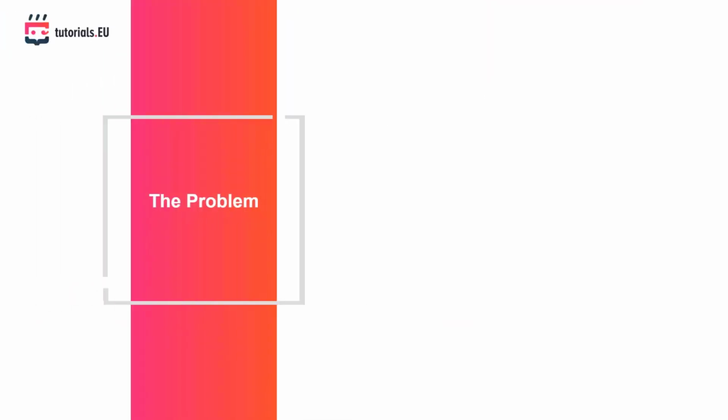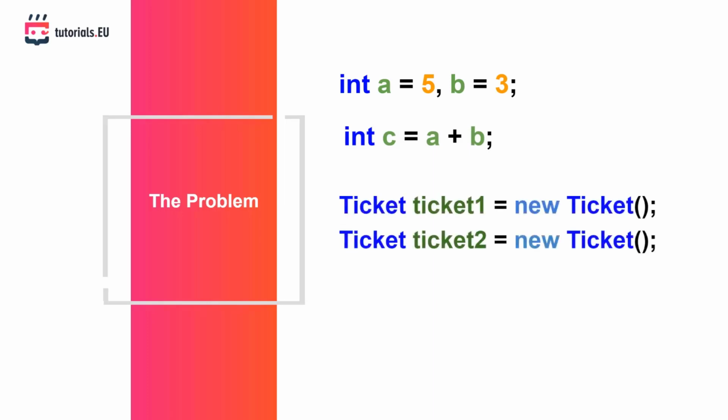All right, so first let's look at the problem at hand. Let's say we have two numbers, a equals 5 and b equals 3, defined as ints. If we want to add these two numbers, we can do something like this: int c = a + b. But what if we have two objects of type Ticket, where each ticket has duration and ID properties, and maybe other properties like creation date, etc.